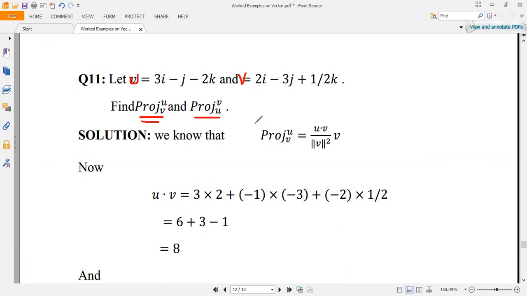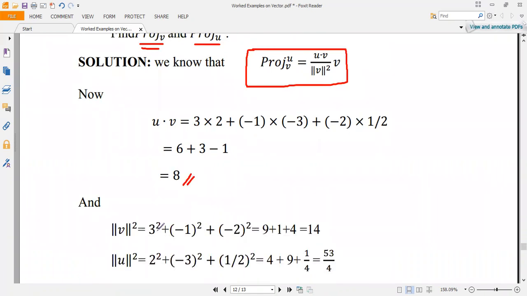So let's recall the projection formula definition. The projection of u on v is the dot product of u and v over the magnitude of v squared, times v. So first we need the dot product of the two vectors. So u dot v is 3 times 2, minus 1 times minus 3, and minus 2 times 1 over 2, which gives 8. And let's find the magnitude of u and v.